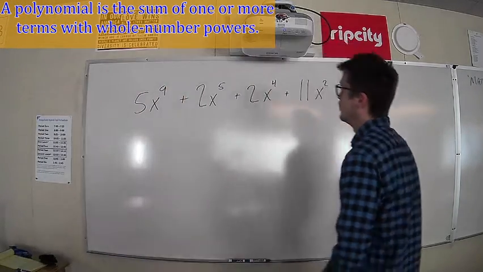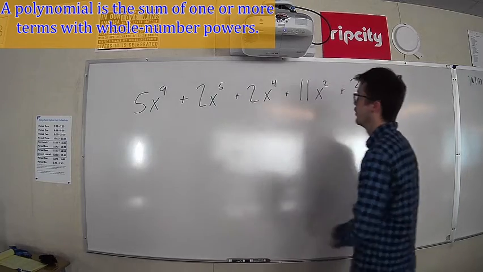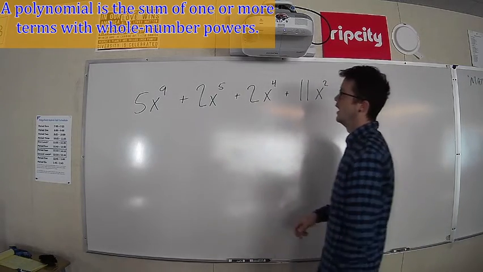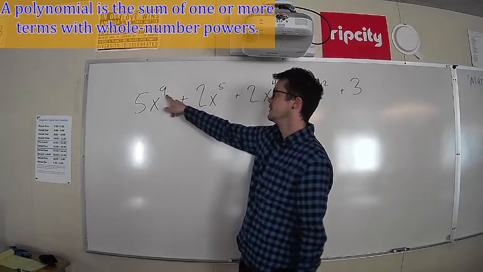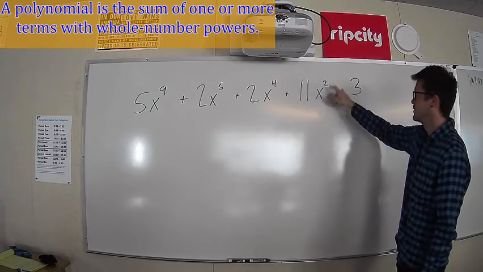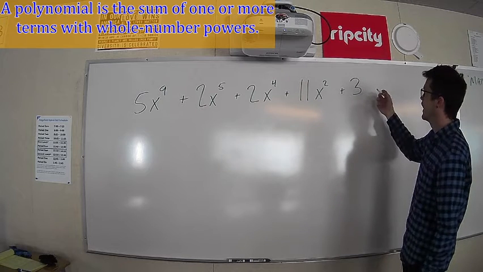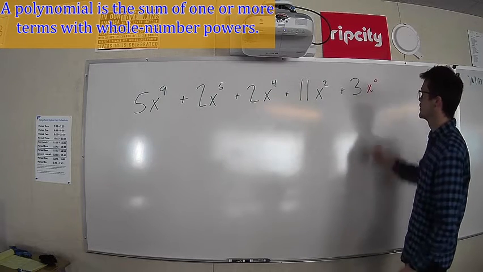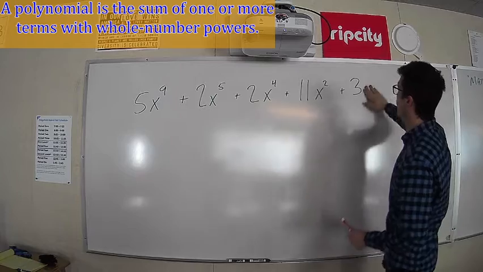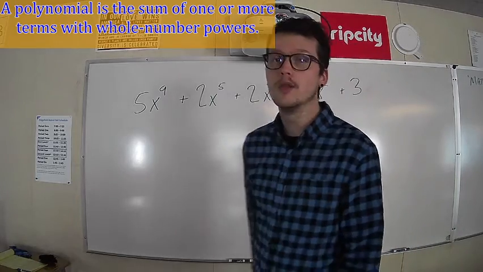This example on the board has a number of terms with whole number powers. Powers, of course, is exponents. 9 is a whole number. 5 is a whole number. 4, 2. And this one, you could argue has a whole number power if you said like x to the 0 as power or something like that. So these all have whole number powers.